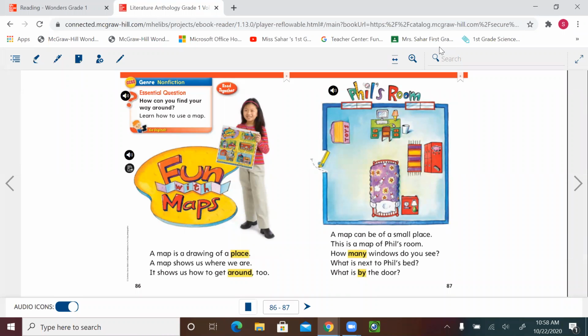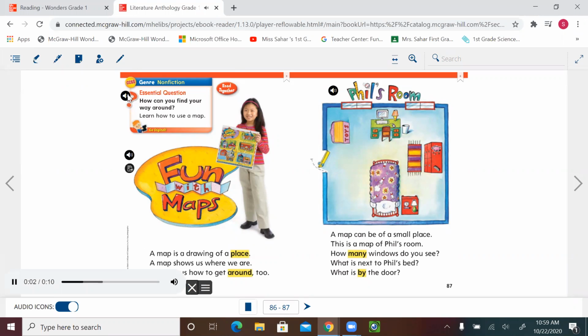Please get your literature anthology book and let's start. We will be starting page 86. Still talking about maps. Today we're gonna have fun with maps and learn that there are different kinds of maps, right? So page 86. Let's start.